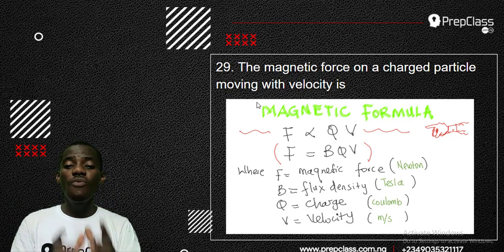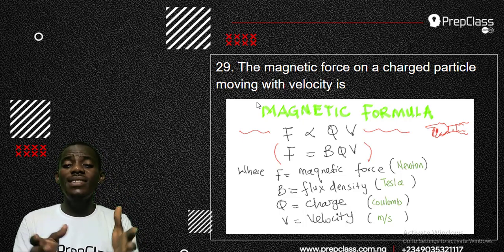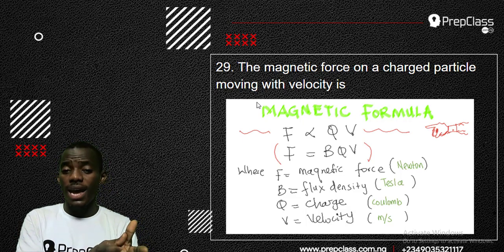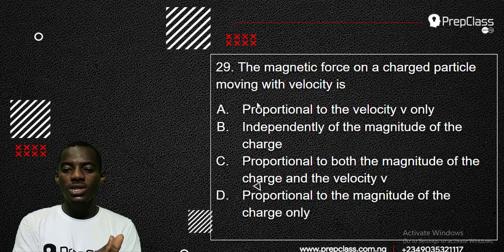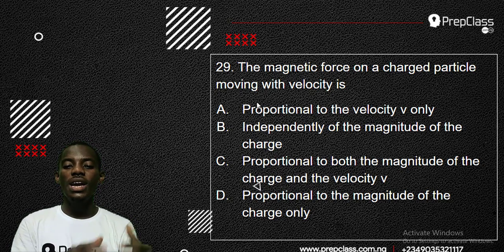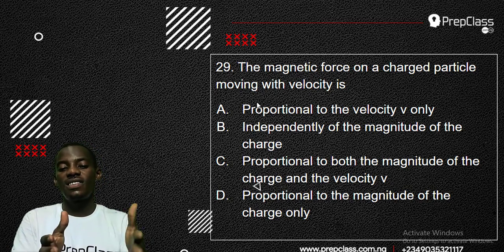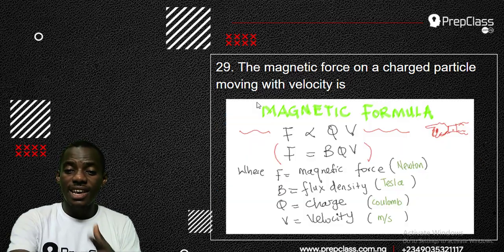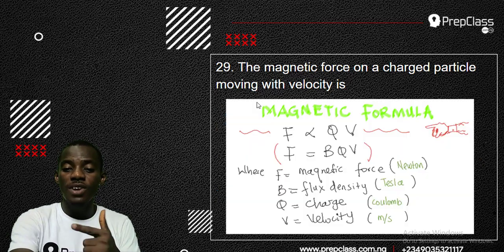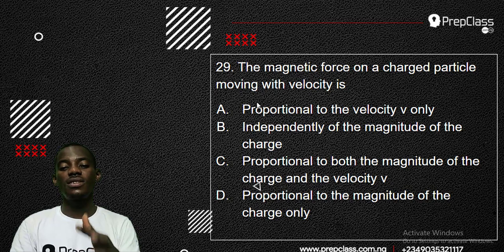F equals BQV. But the question said, the force on a charged particle moving with velocity is what? Now, what's the relationship between the force and the V? Option A says proportional to the velocity only, or independent of the magnitude of the charge, or proportional to both the magnitude of the charge and velocity? That looks right. C looks right. That means it is on a straight line to the charge, that's Q, and the velocity V. And that makes option C the correct answer.